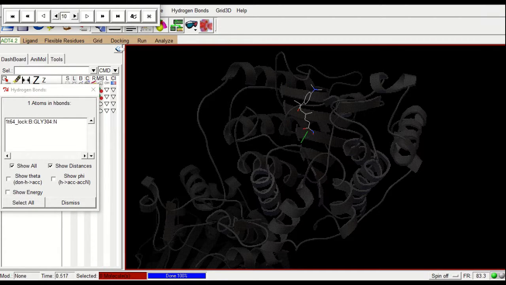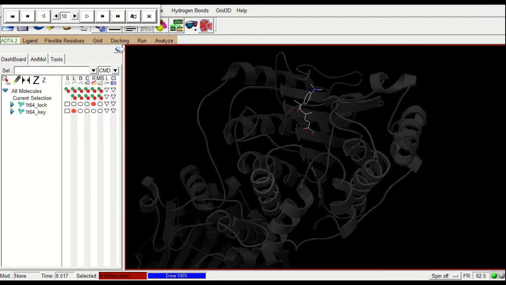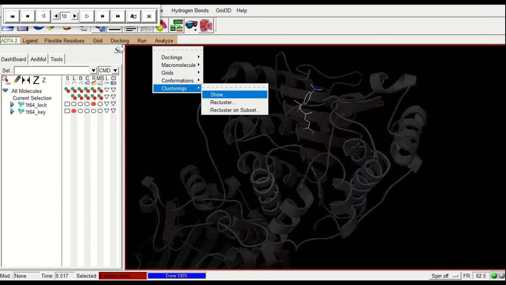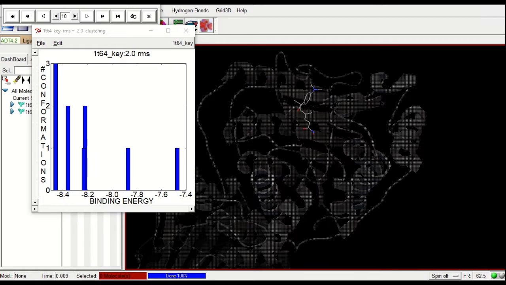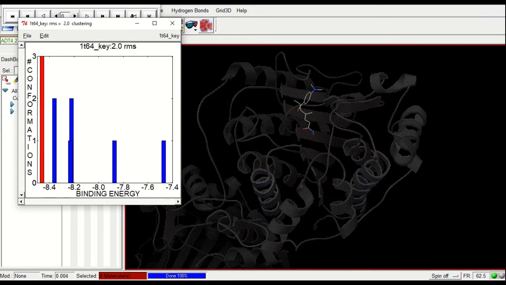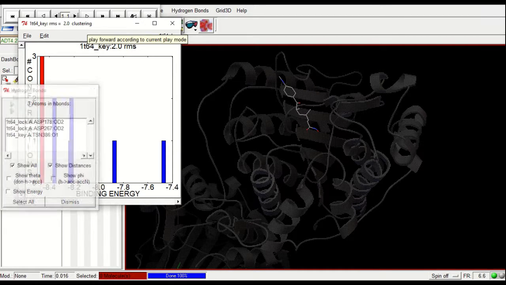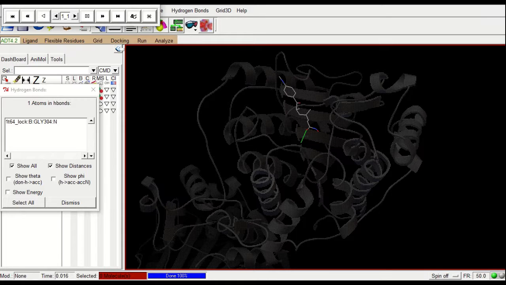The program generates many conformations of the ligand and ranks them based on their binding energy. Here you can see several different conformations of a ligand binding to a receptor, with the green lines representing hydrogen bonds. The histogram shows the binding energy of groups of similar binding poses.